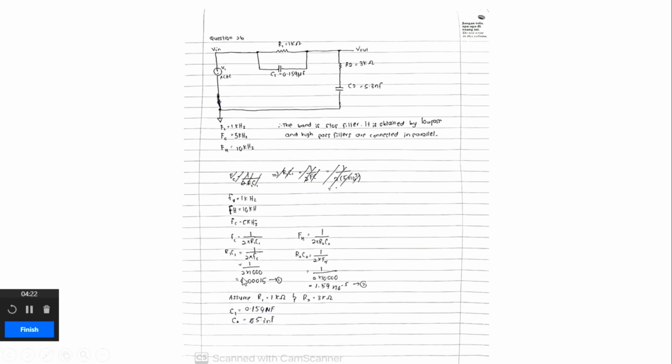For R1 C1 we got 0.0015. So R2 C2 we got 1.59 exponent negative 5. So by assuming the resistor is 1 kilo ohm and the second resistor is 3 kilo ohm, we can get the final answer for the capacitors. First capacitor is 0.159 microfarad and the second capacitor is 5.3 nanofarad, which is the same answer as we got just now. So I think that's all from me. Thank you very much.